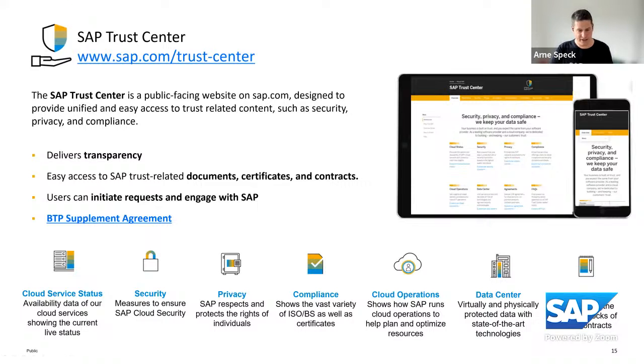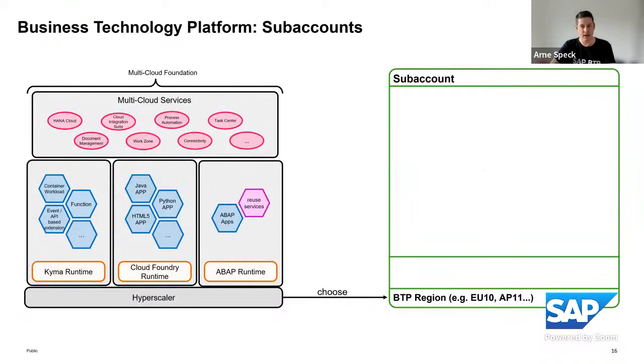Okay, so where do you find all this information? Basically, you will find this information on the SAP Trust Center, where you find all the documents that I was mentioning here. So after we decided for a region, and by the way, let me give you some insights on that. Currently we have 21 regions enabled with BTP, so you can choose from 21 regions worldwide.